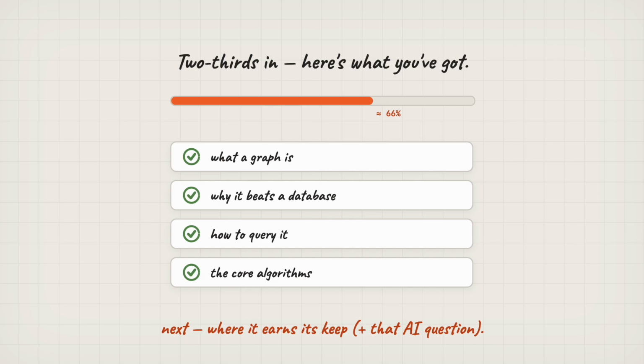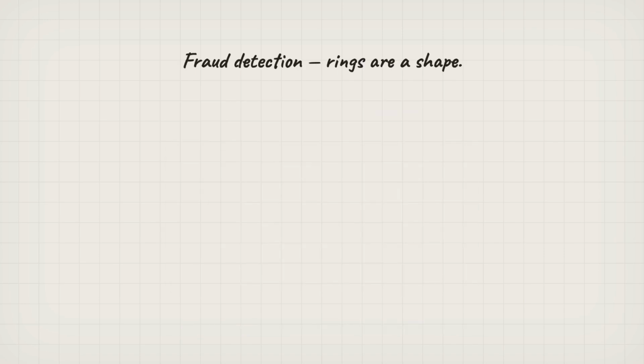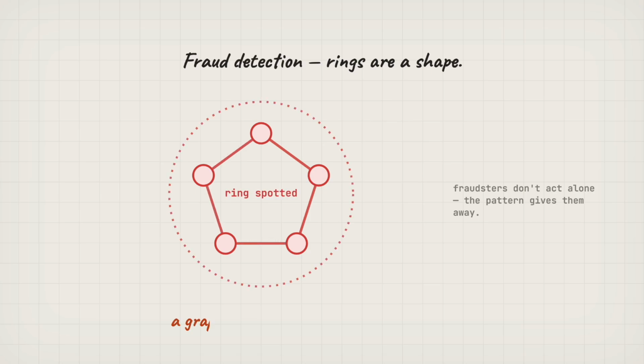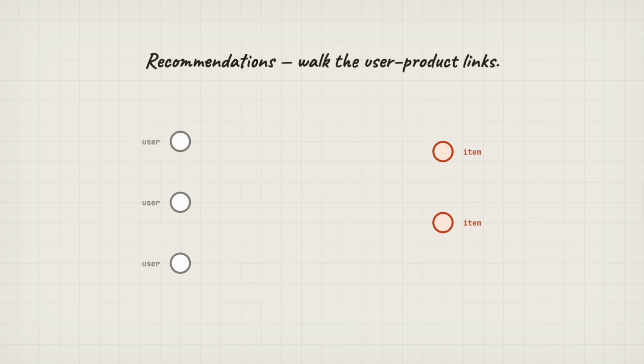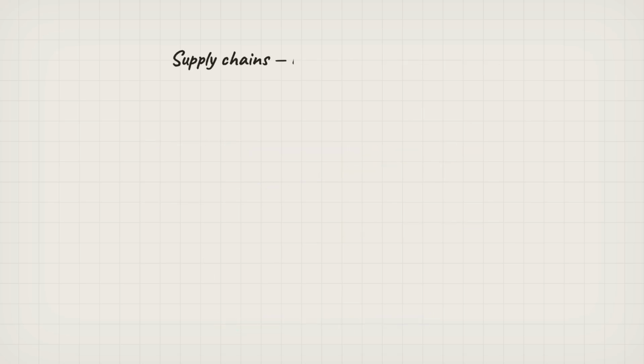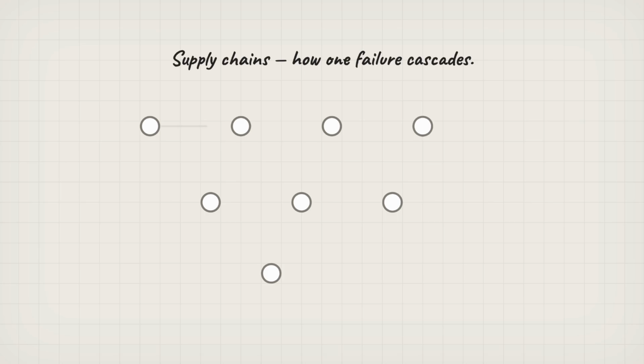So, where does graph engineering show up for real? Fraud detection. Fraudsters don't act alone, they work in rings, and rings are a shape. A graph spots that shape almost instantly. Second is recommendations. People like you also bought this. It's just walking connections between users and products. Supply chains, delivery routes, even mapping how one failure cascades through a system. All connections, all graphs. And now the AI part.